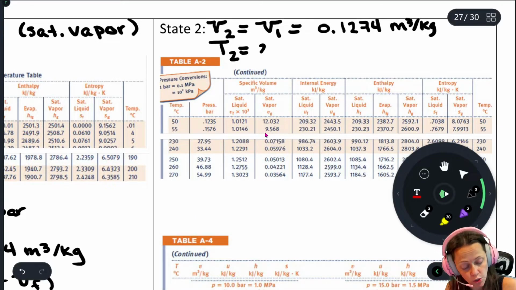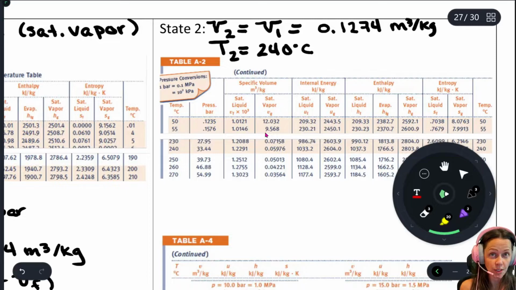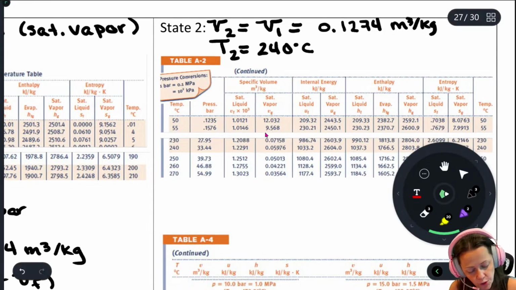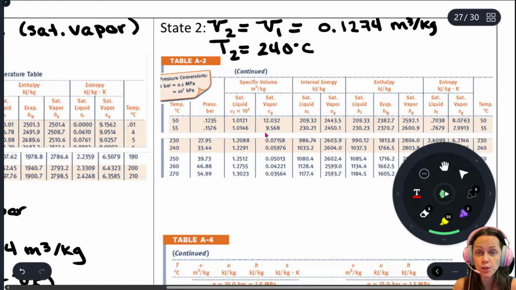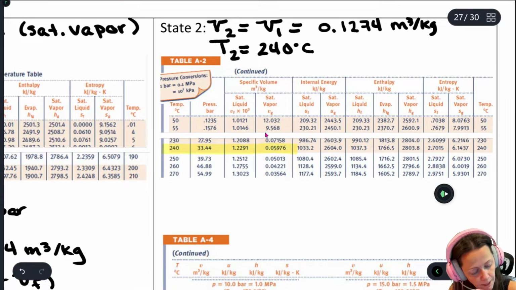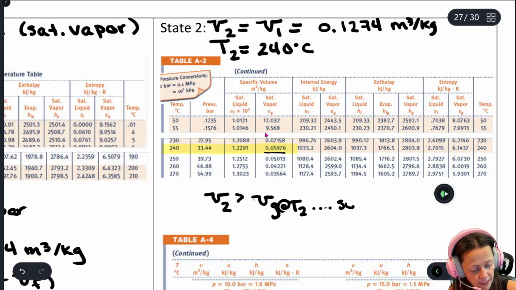So our T2 is 240 degrees Celsius. And so I'm going to go to my saturated tables, not because I'm assuming that it's saturated, but because I need those things to fix my state. So I'm going to go to table A2, my saturated tables that are organized by temperature. I'm going to go to this little line corresponding to 240. And what I'm going to find is that my specific volume, V2, 0.1274, is above this V sub G value. So it's above my V sub G at T2, and so that tells me that it's superheated.